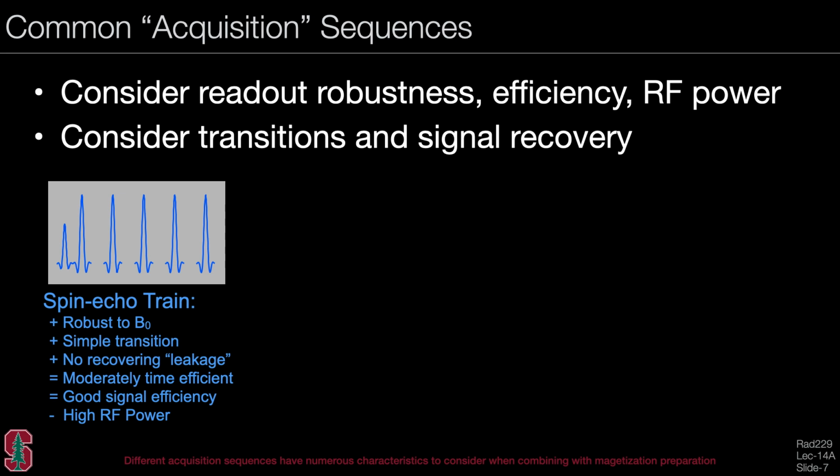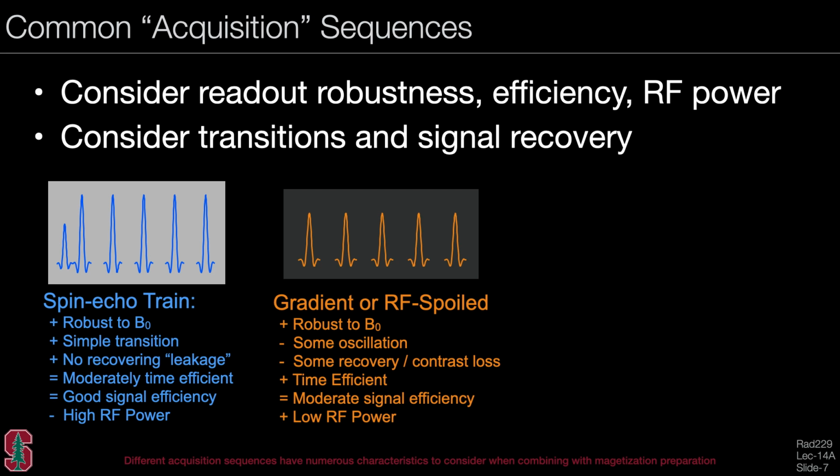spin echo trains. These are moderately time efficient because they're quite fast, although the length of the RF pulses and crushers is longer than gradient echo sequences. These have very good signal efficiency, but a negative is that they might use high RF power during the acquisition.